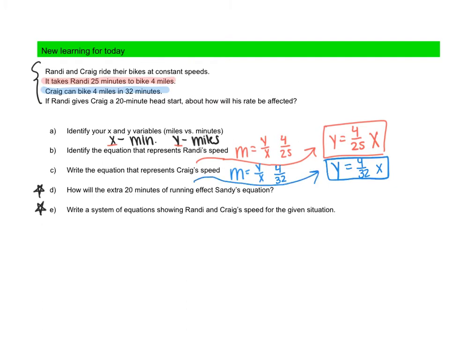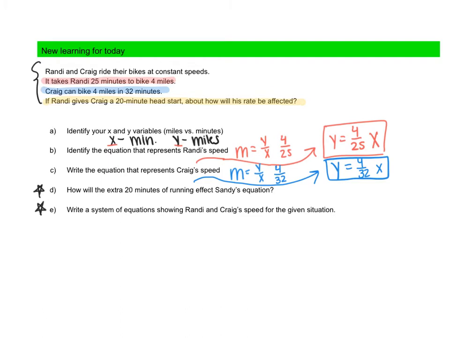But we have a loop thrown in our plan, right? It says that Randy gave Craig a 20-minute head start. So that changes things. We can't just keep the equations the exact same as they were. It has to change something. So how is this extra 20 minutes going to affect our equation?